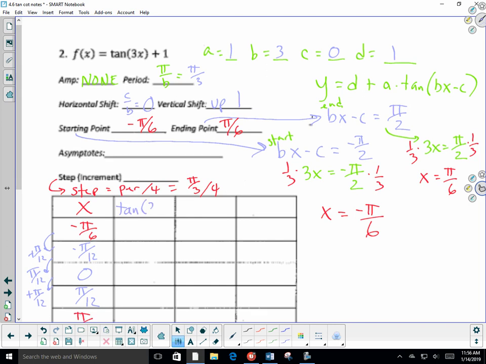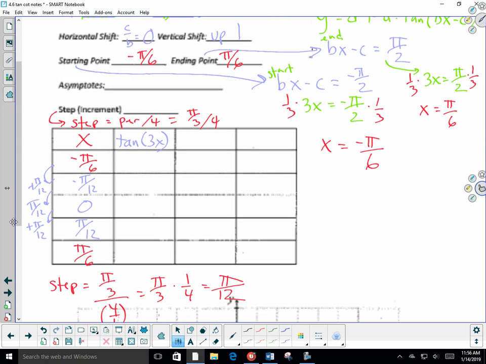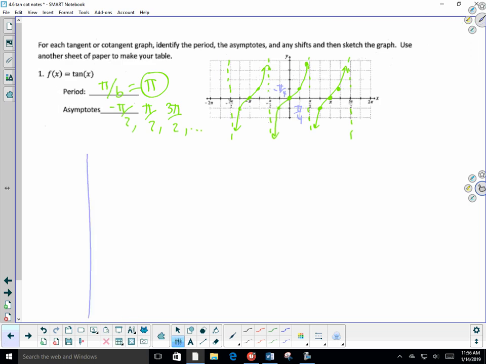Okay, then our next column is just going to be the tangent of bx minus c, or in this case, tangent of 3x. Now here's where things also get different. If we go back to our values here, if I was going to graph this with a table, I would put x, I would put negative pi over 2 as my starting point, positive pi over 2 as my ending point, and I would advance by my step, which would be my period, pi, divided by 4. So I would add pi over 4 here and get negative pi over 4, add pi over 4 and get 0, add pi over 4 and get pi over 4, add pi over 4 and get pi over 2.